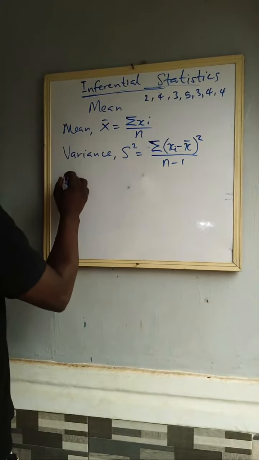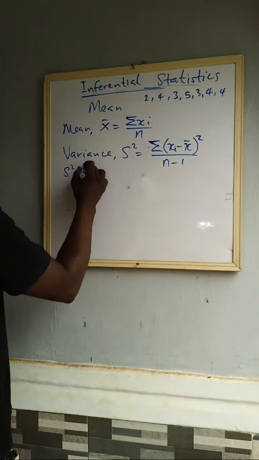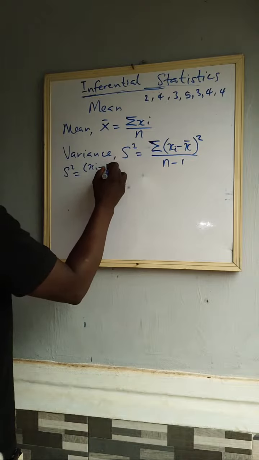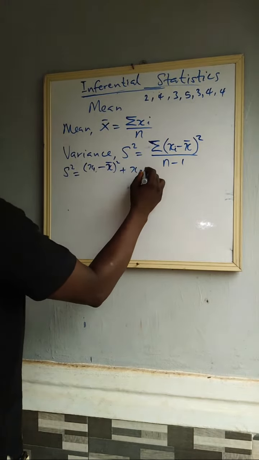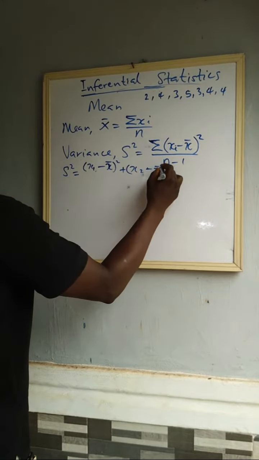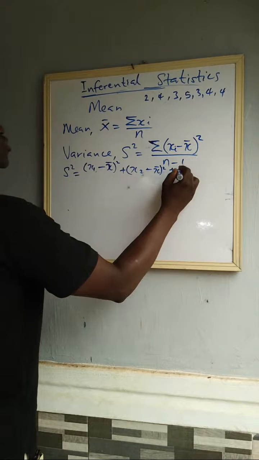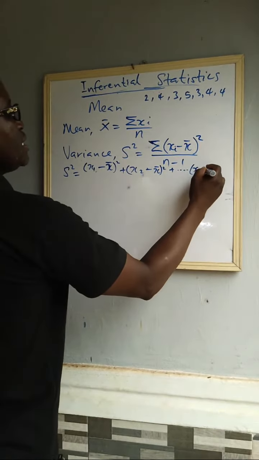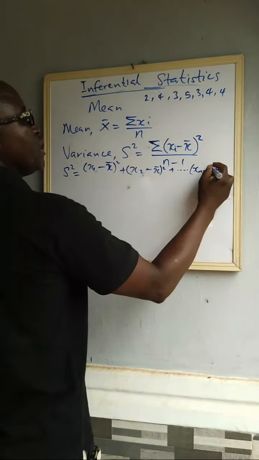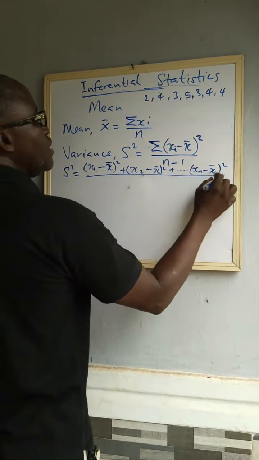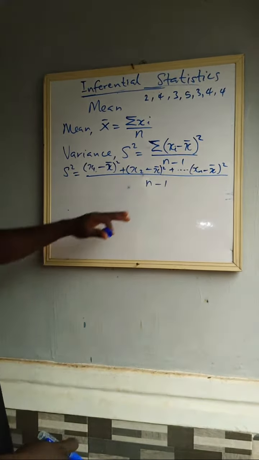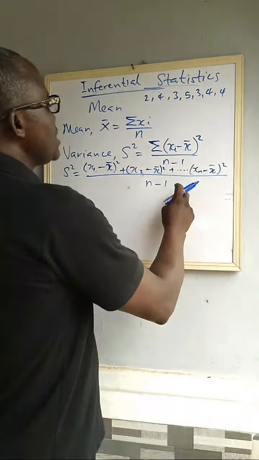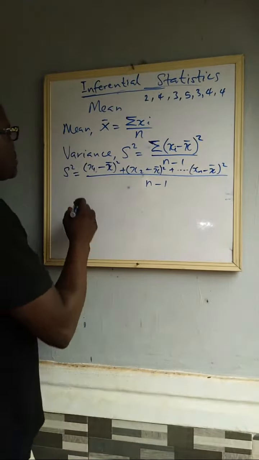Now if you interpret this formula, it means s squared equals (x1 minus x bar) squared plus (x2 minus x bar) squared plus dots (xn minus x bar) squared, everything over n minus 1. If you interpret this summation, if you expand it, this is what it represents. So if you employ this in this data set, we can have something like this.